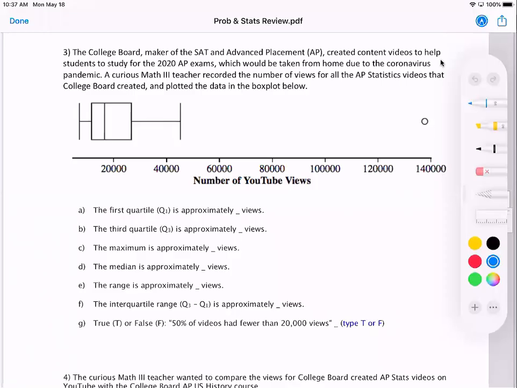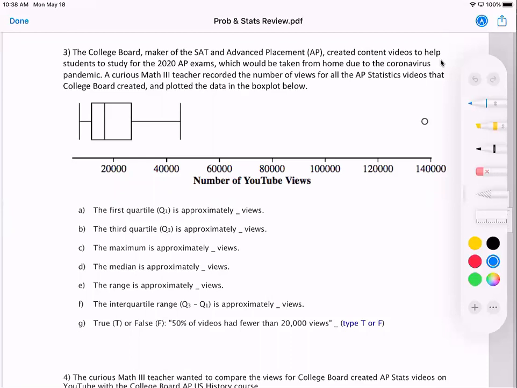Mr. Eicher here. Going to talk about part two of our prob and stats review about box plots and some data questions. College Board, maker of the SAT and the Advanced Placement AP exams, created content videos to help students study for the 2020 AP exams, which would be taken from home due to the coronavirus pandemic. A curious Math 3 teacher recorded the number of views for all the AP stats videos that College Board created and plotted the data in the box plot below.